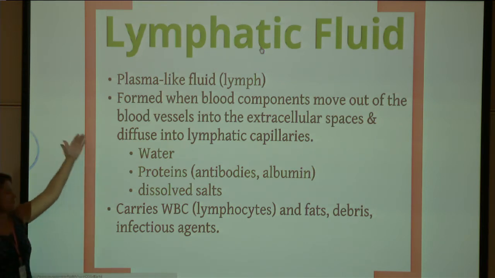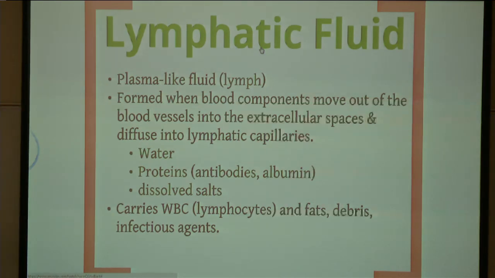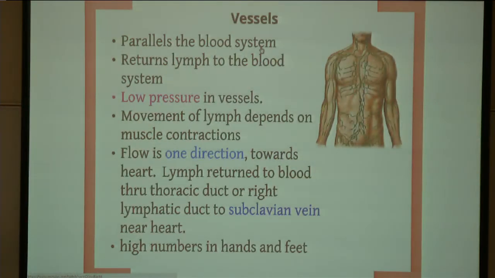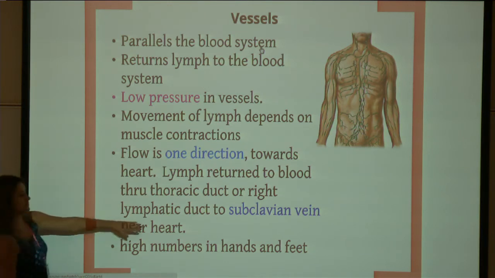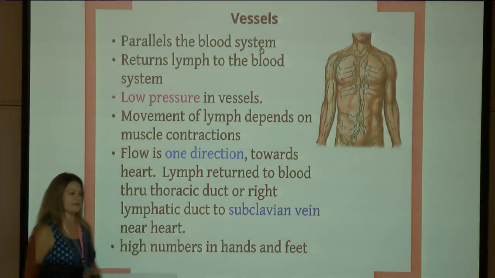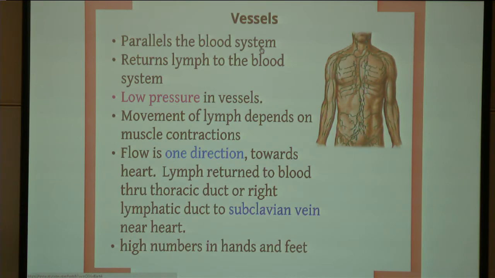So again, what we see: water, proteins, electrolytes hanging out. The vessels, one-way flow, very low pressure, and like Anna mentioned, it's going to be muscular contractions. Skeletal muscle contractions are going to push this lymph in the direction it needs to go. So it returns back to the blood through the thoracic duct or right lymphatic duct right into the subclavian veins, near the heart.